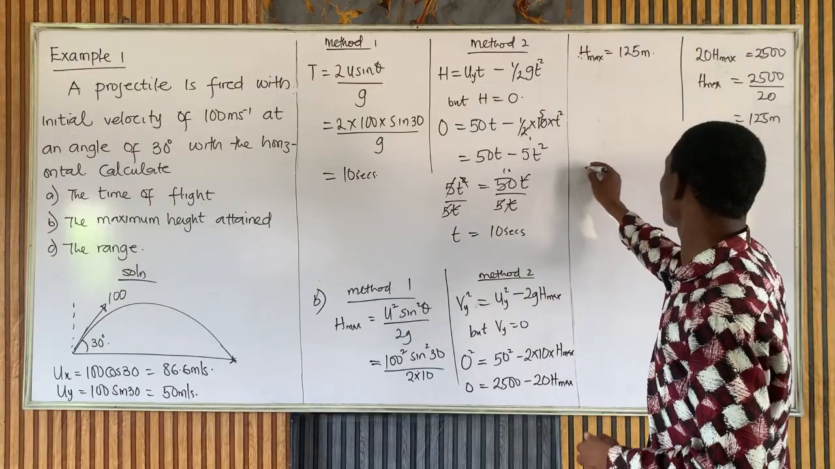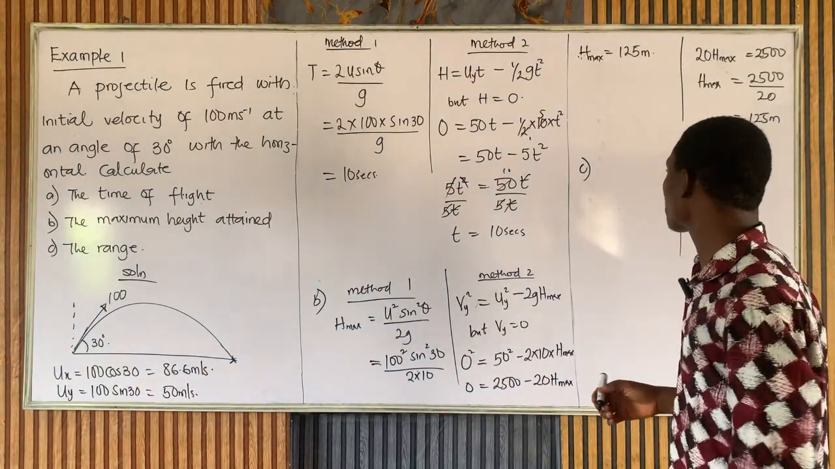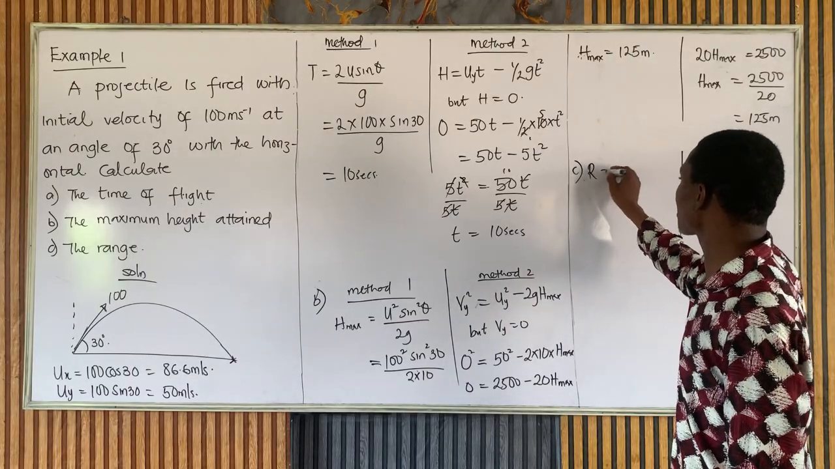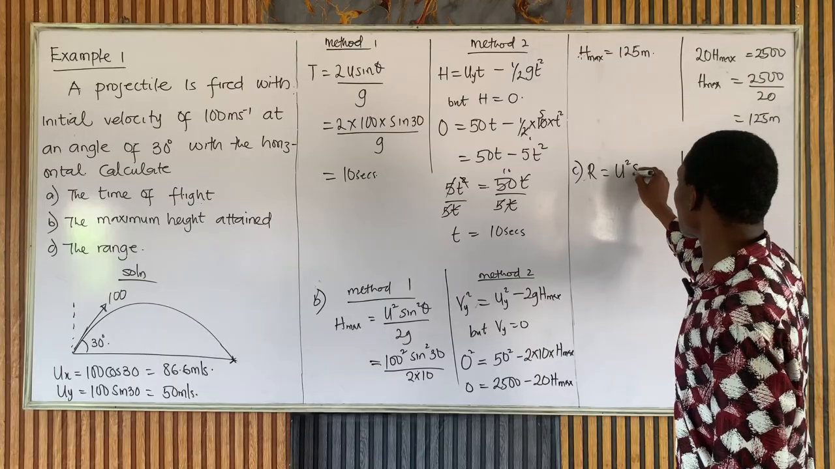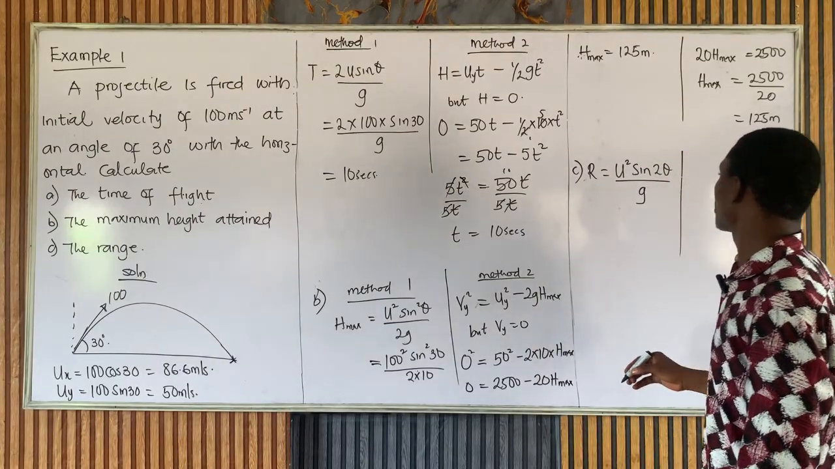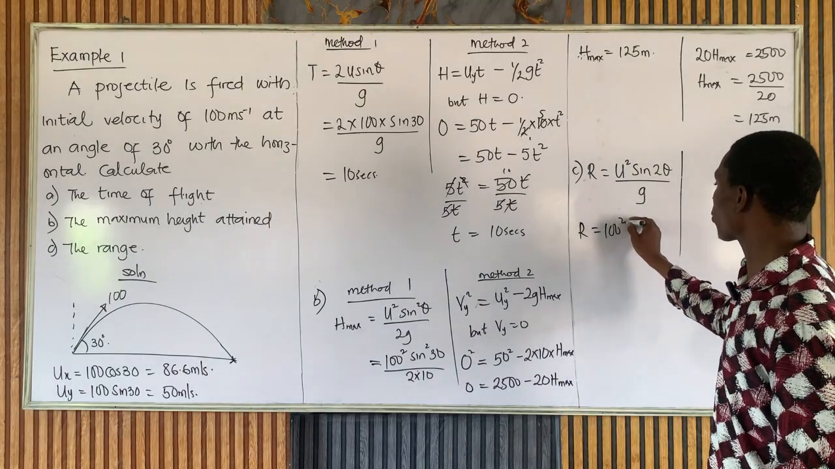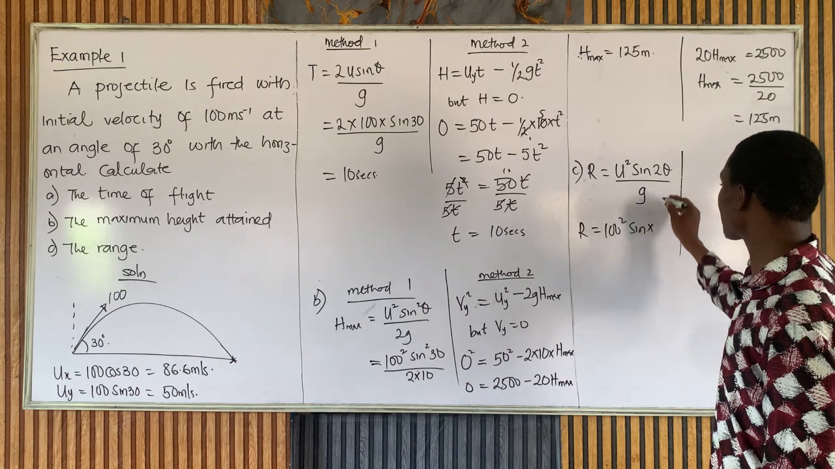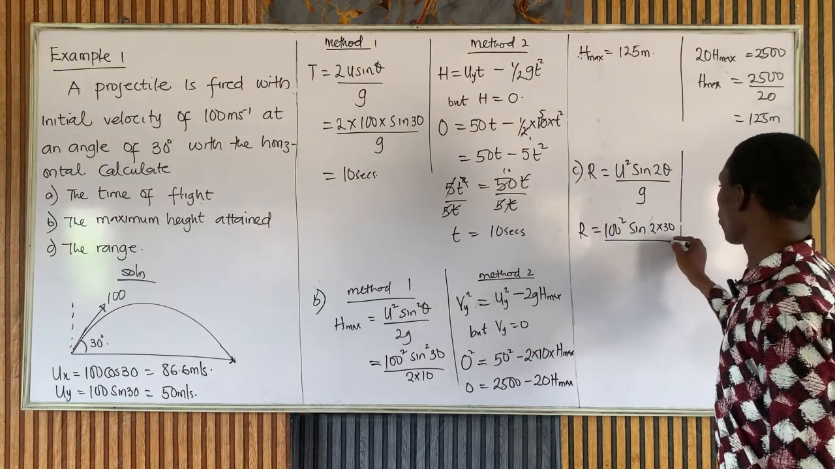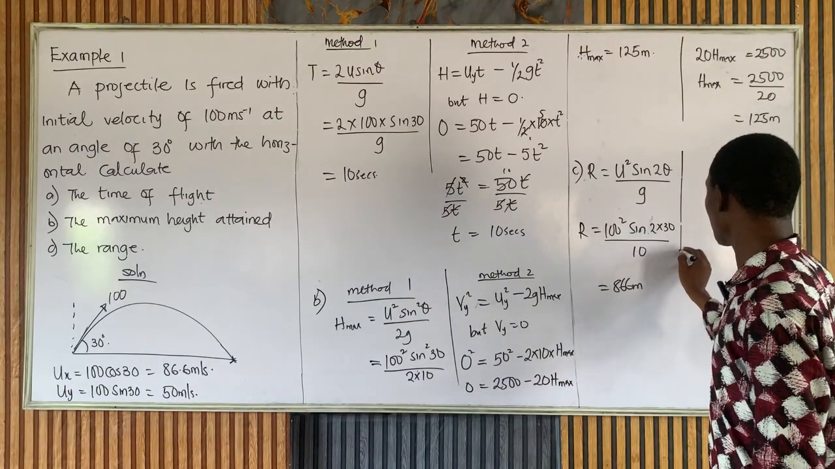Lastly, the range. For the range, our equation of motion is actually a faster method, and you will see why I say that. Now, for your range, our formula is range is equal to u square sine 2 theta over g. And so you can say R is equal to 100 square times sine 2 times 30 over g, 10. If you do that, you get 866 meters.